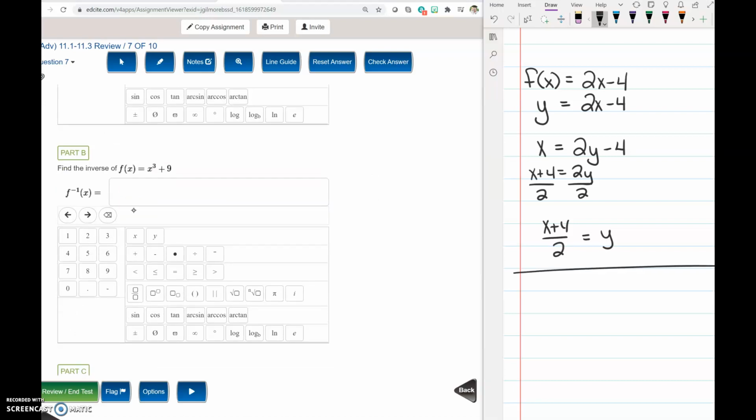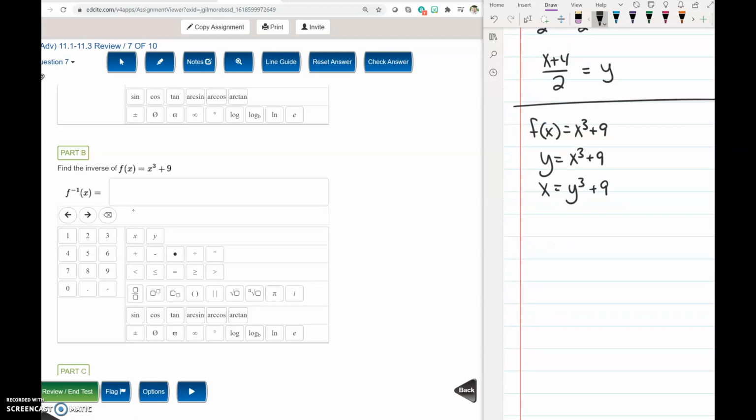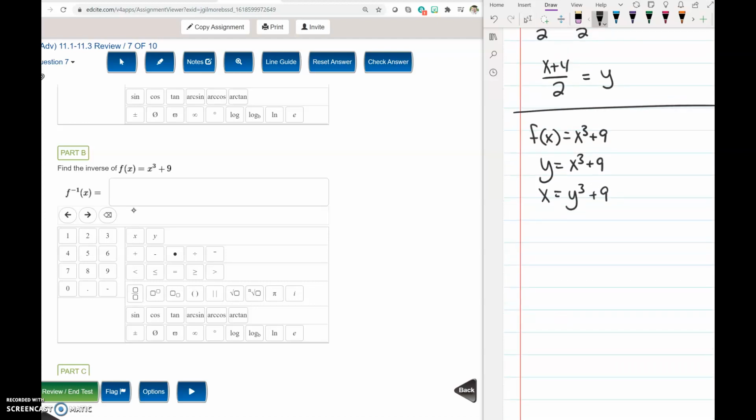Next, find the inverse of f of x equals x cubed plus 9. Y equals x cubed plus 9. Switch your x and your y. Now we need to get y by itself. So subtract 9 on both sides, and then you're going to cube root both sides. So y equals the cube root of x minus 9.